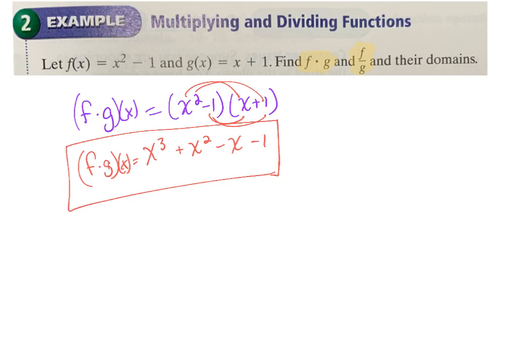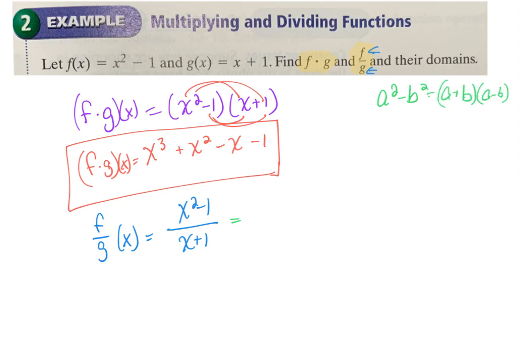Look at division. For division, make sure you put numerator what they asked, denominator what they asked. They want f over g. So we're going to put our f, x squared minus 1, divided by our g, x plus 1. You do want to look for some simplifying here. I can actually factor that x squared minus 1. How can I factor it? If I have a squared minus b squared, that equals a plus b times a minus b. So this would factor to x plus 1, x minus 1, all over x plus 1. What can I simplify here? The x plus 1. So this is going to be x minus 1 as my answer.